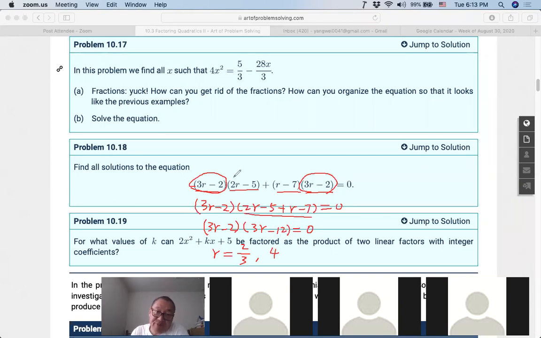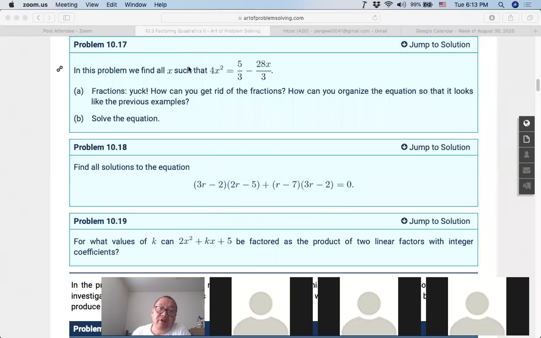Now let's check. First r equals 2 over 3. So 3 times 2 over 3 minus 2 will equal 0. So 0 times, we don't need to care about this. Then 0 times this, definitely that's equal to 0. So that means r equals 2 over 3 is a solution. Then another one, we all got the same. 4 definitely is another solution. So 3 over 2, that's wrong. 2 over 3, that's right.